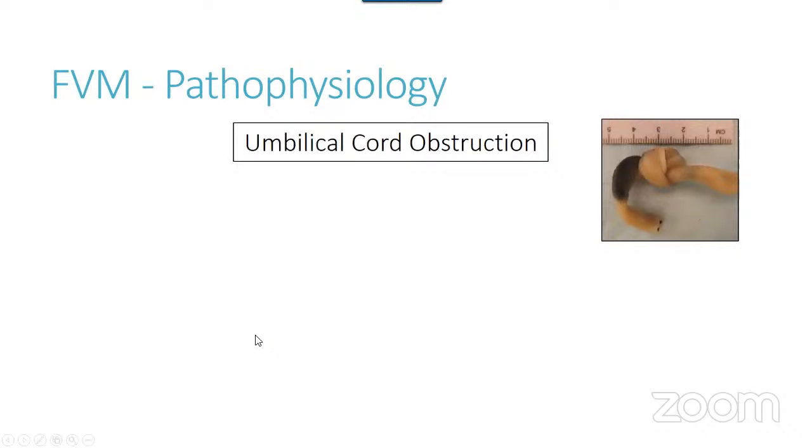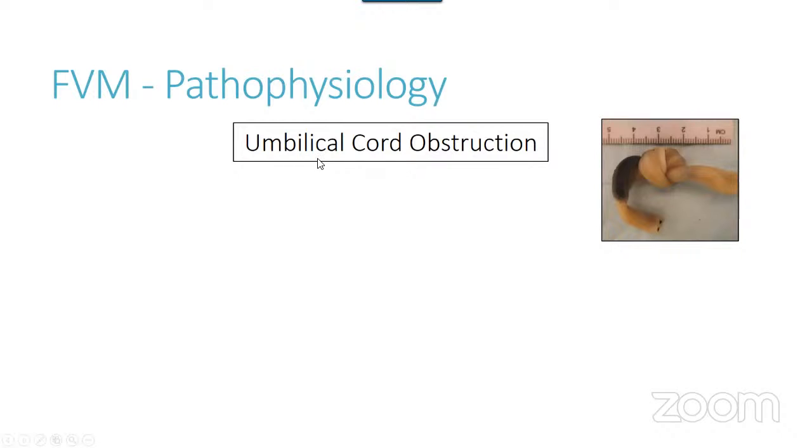So what happens? What does it really mean? The root of all the ills of FVM is usually some kind of umbilical cord obstruction. We'll talk in a minute about what the different kinds of umbilical cord obstruction are and what you can see. But here's just one example, which is a true knot. There are many other different ways that the cord can be obstructed. The main point is that you have some kind of obstruction of the cord and the blood flow through the umbilical vein, through the cord.